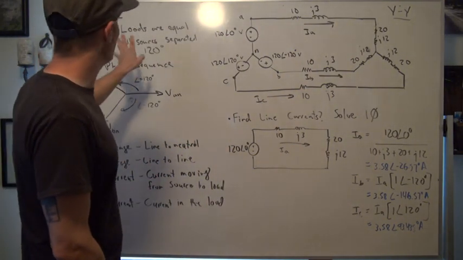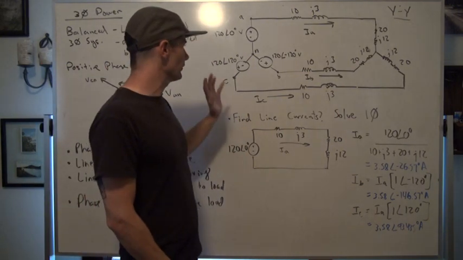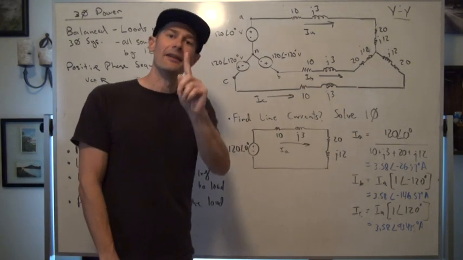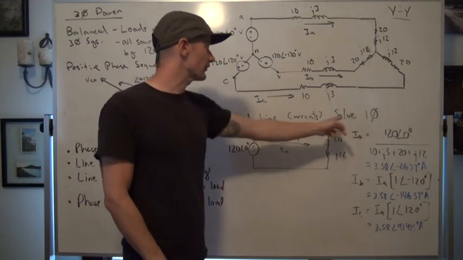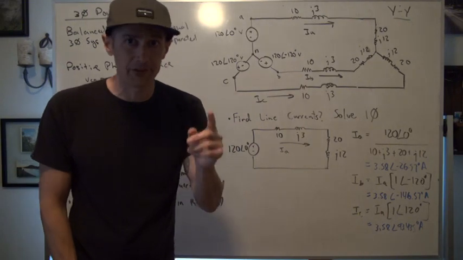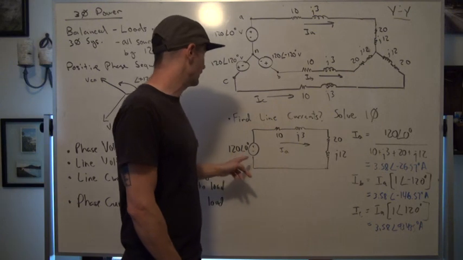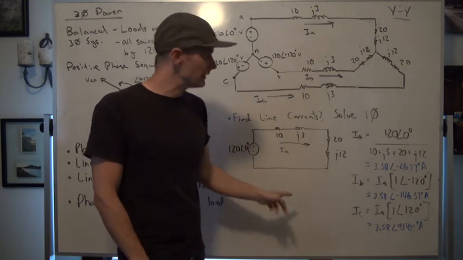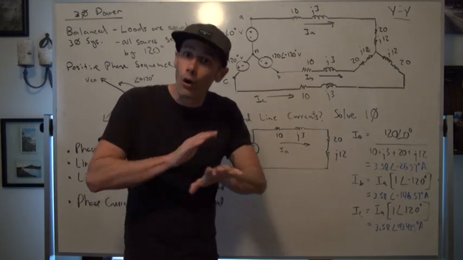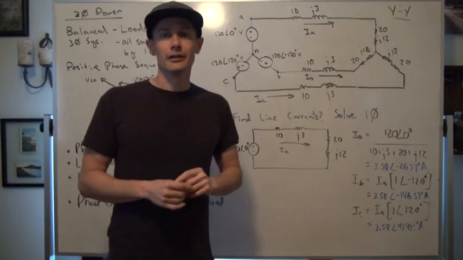A Y to Y system is very, very easy to solve in terms of the fact that we do have basically a neutral point. And that neutral point allows us to solve the system by what we call per phase or single phase analysis. When we do that, we just analyze the circuit one phase at a time, find the current or voltage in that phase, and all we have to do from that point on is separate everything by 120 degrees.